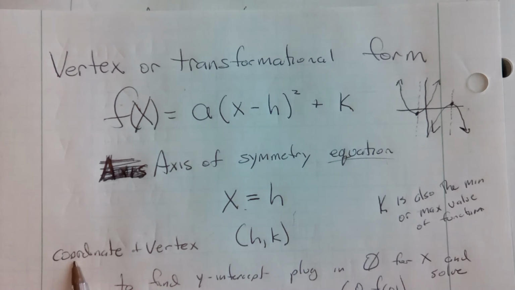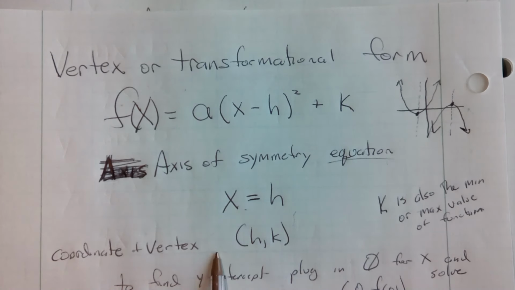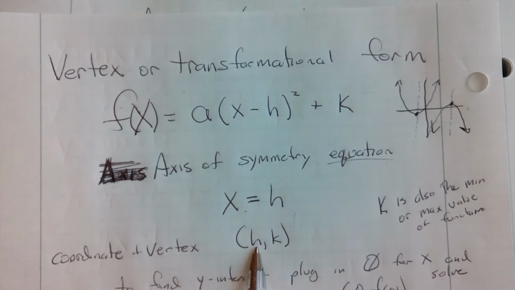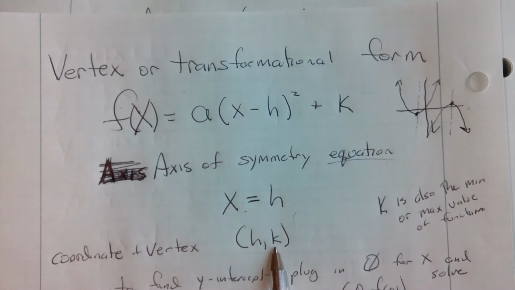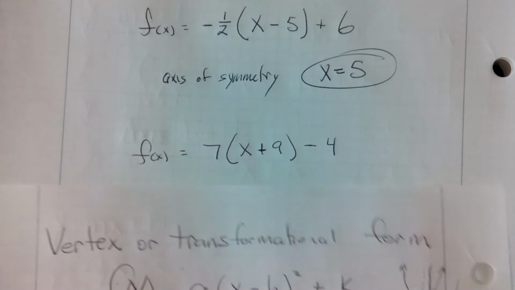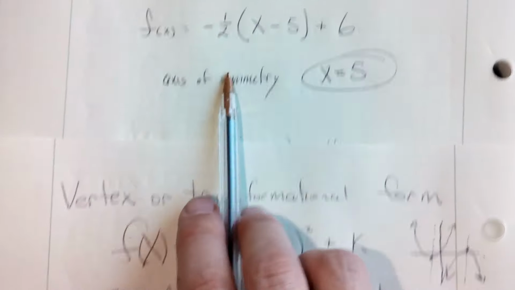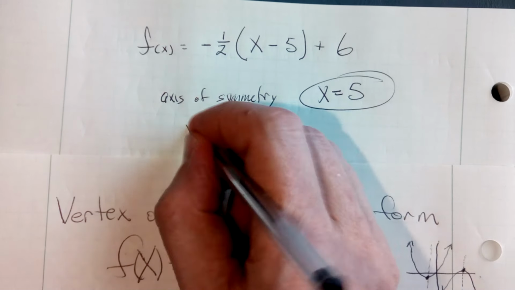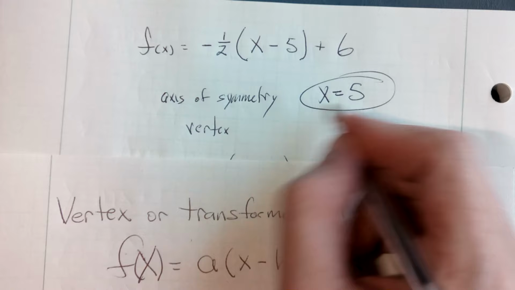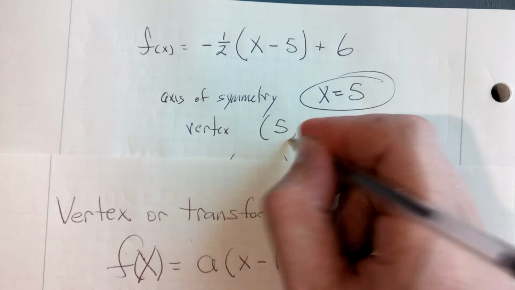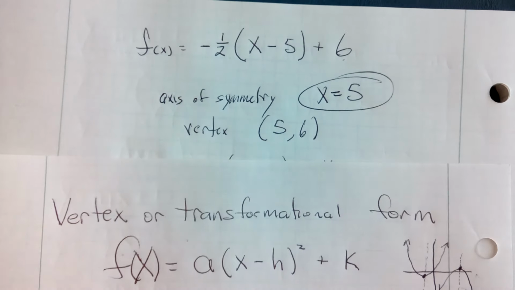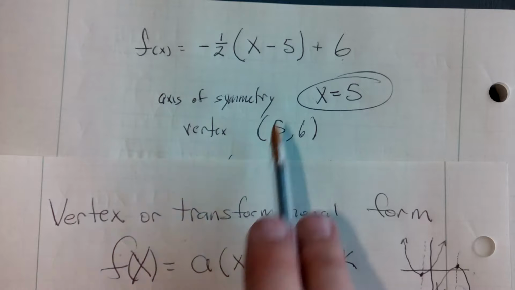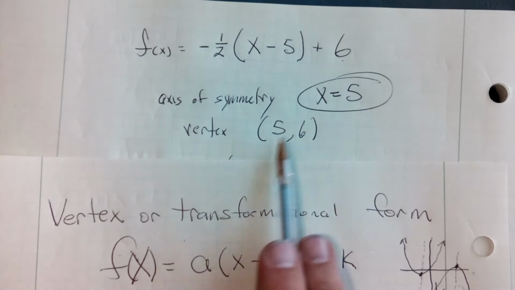The next thing it might ask for is the coordinate of the vertex. We know the h value is the x value of the vertex. This k value, the vertical shift, is actually the y value for the vertex. So if I go back to this equation and ask, what is the vertex? The vertex lies along the axis of symmetry, so it has an x value of 5, and it has a y value of 6. This a value that sits out in front has no effect on the vertex or the axis of symmetry.